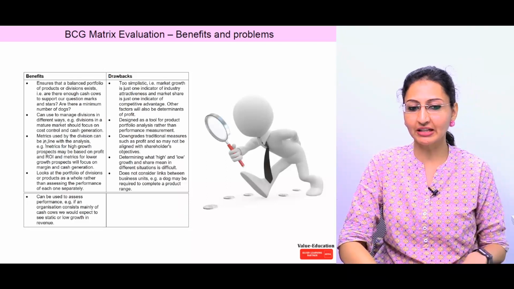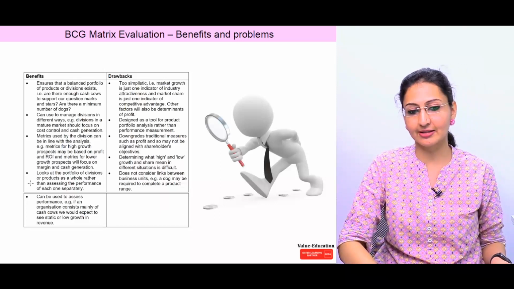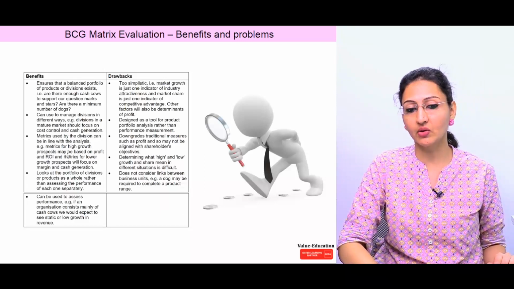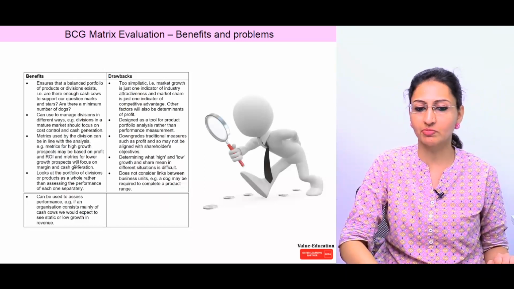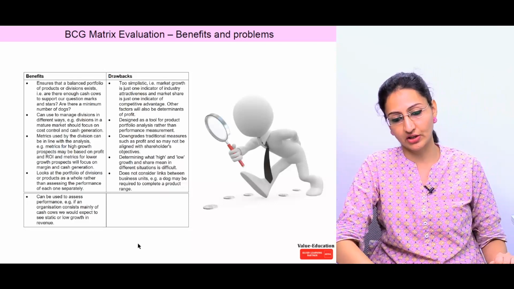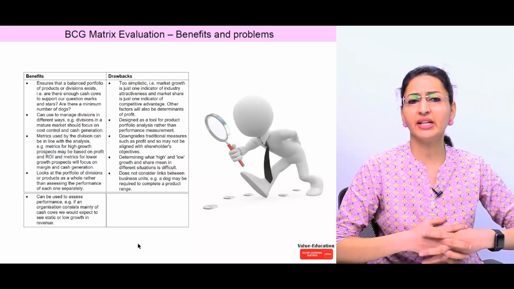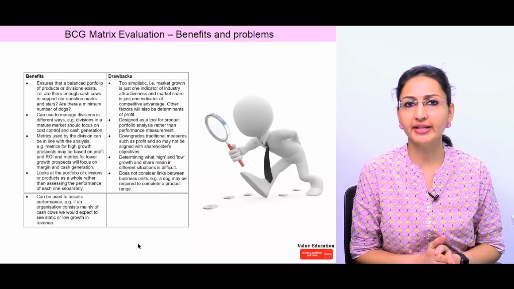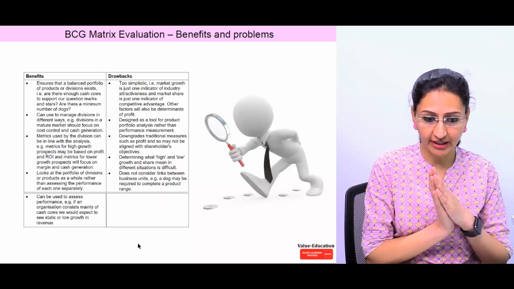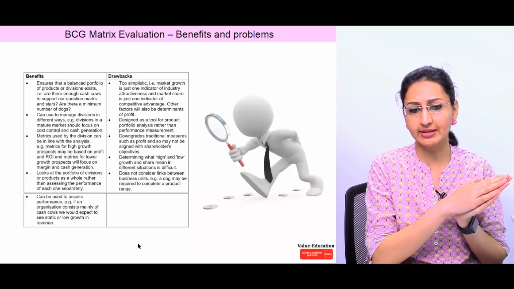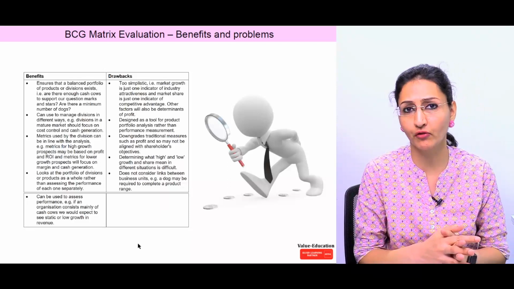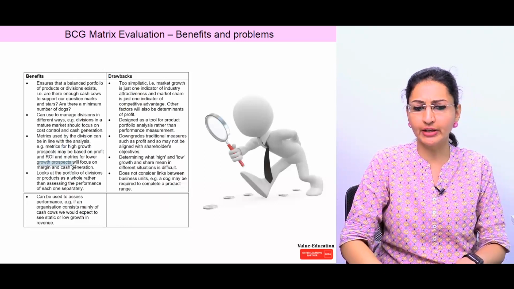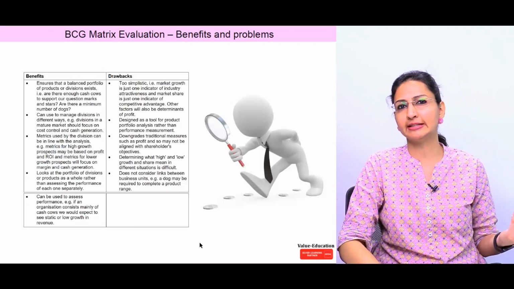Then the matrix used by the division can be in line with the analysis. That means the matrix for high growth prospects may be based on profits and ROI, and the matrix for lower growth prospects will focus on margin and cash generation. So they are just saying that the way you are doing the analysis, you can change the matrix a bit. When it is about high growth, when it is about highly prospering divisions, then it can be high ROI, it can be high profit. But when it is about low growth prospects, then it can be only related to cash generation or just meeting the margins.